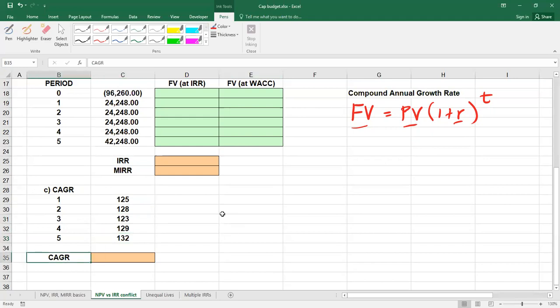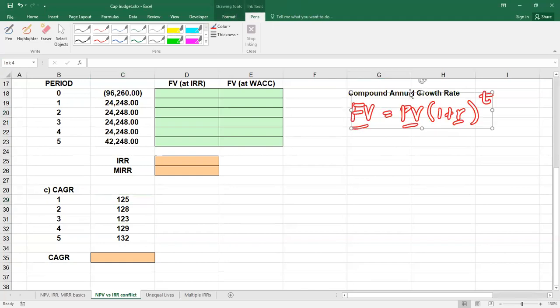So sa CAGR, sa compound annual growth rate, ang interest mo lang yung beginning at saka yung ending. Gusto mo malaman kung ano yung growth rate para magsimula ka sa 125 para maging 132 ka. So you use this formula. Ang future value mo, itong 132. Ang present value mo, itong 125. Ang sinusolve mo dyan, ito. Okay? So, ito yung gagamitin mo dyan, Angela.